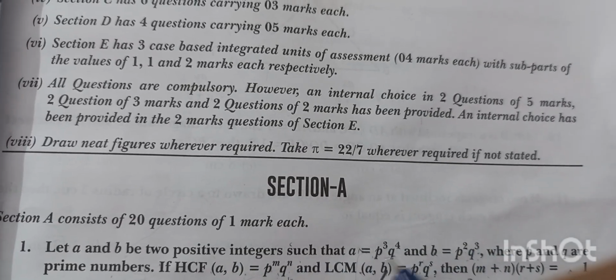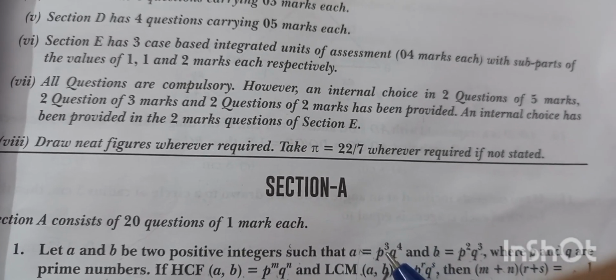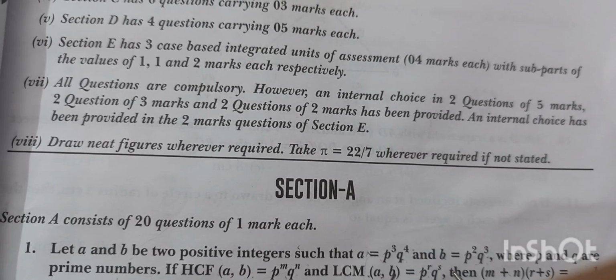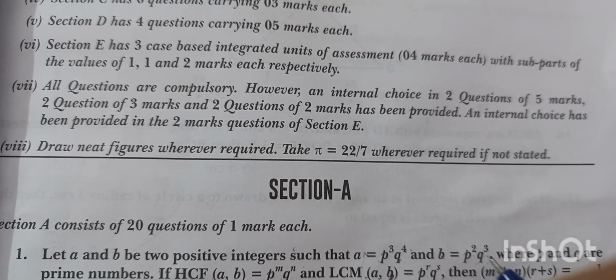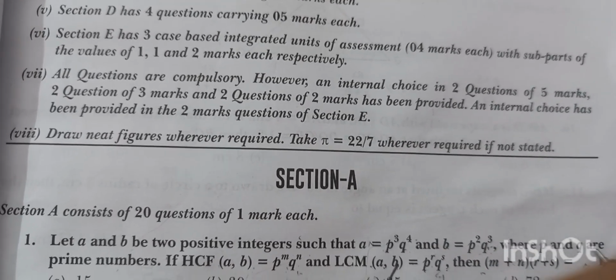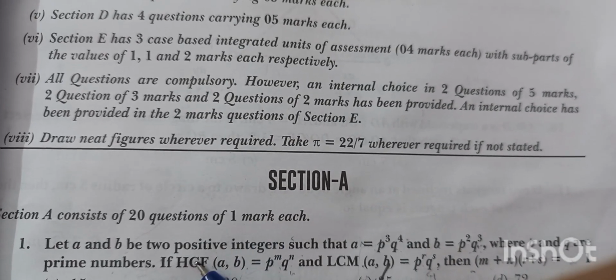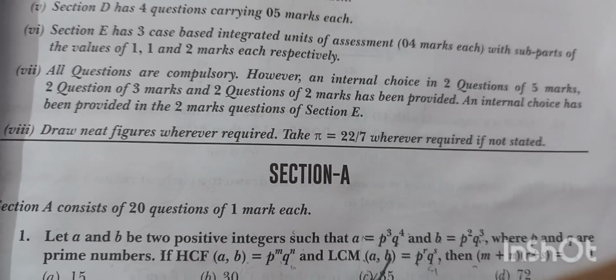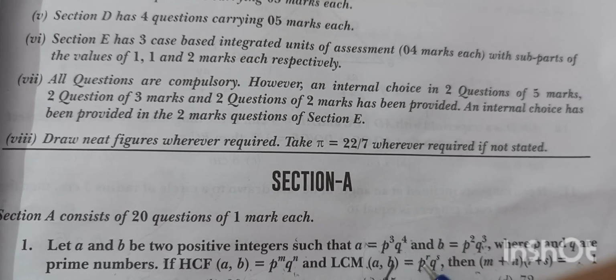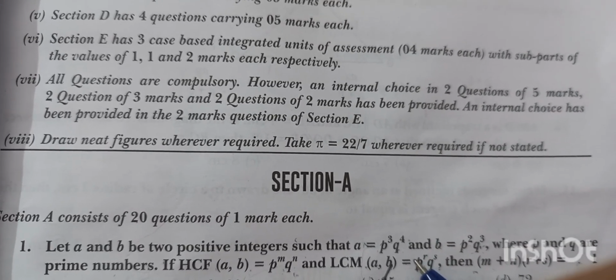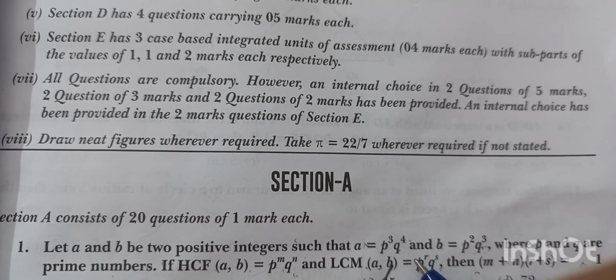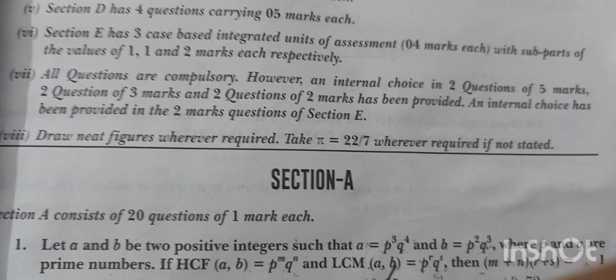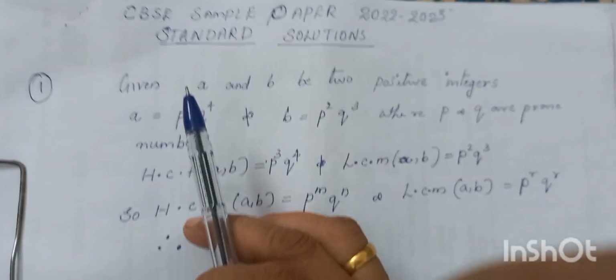So, what is given is a is equal to p cube q raised to 4 and b is equal to p square q cube, where p and q are prime numbers. That is already given. Then HCF is also given and LCM is also given. So, let's do the problem. Let's write the solution.